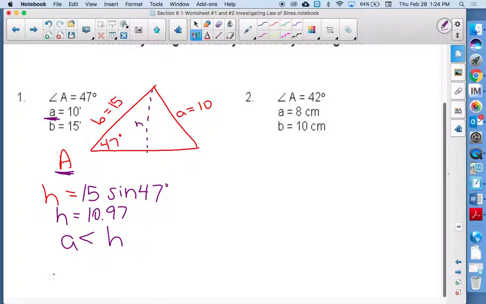It doesn't exist. That's why I would make the comparison with the height first, because if the height is bigger than your side that matches the angle, then there is no triangle, you're done, there's nothing else you have to compare. The A value has to be equal to the height or larger than it for a triangle to exist. So number 1 has no triangle, because the height is slightly bigger than the side opposite.